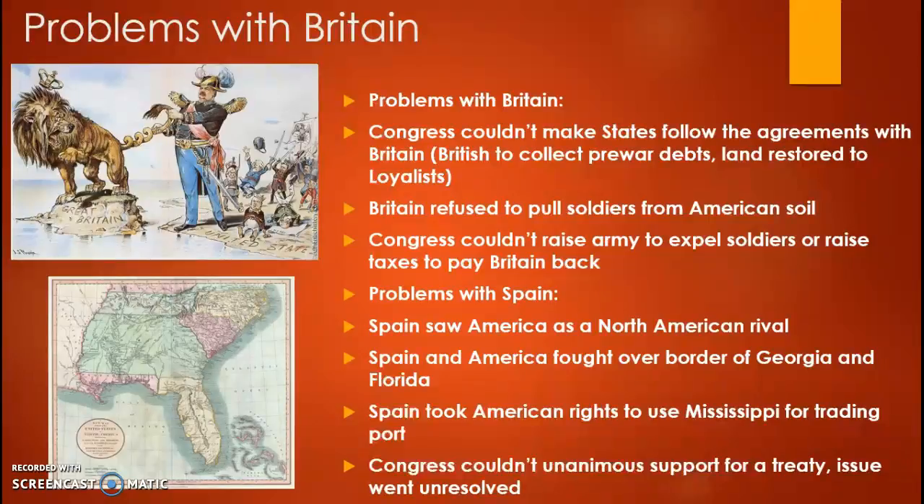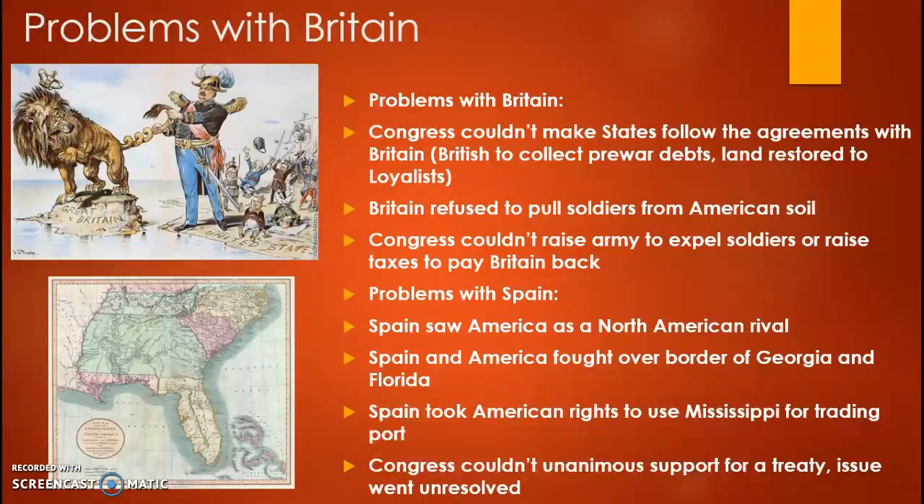So the biggest problems with Britain was that we couldn't actually follow our agreements with Britain to pay back our pre-war debts and restore land to the loyalists that had fought for Britain. So then Britain actually refused to pull their soldiers from our lands, which obviously did not make us happy. And Congress couldn't even raise an army at that point to get the soldiers out of there, and they also couldn't do anything more than go to each colony or state and say, hey, I really need this money to pay back Britain. Could you please help us out? And most of them would say, no, we have our own problems.